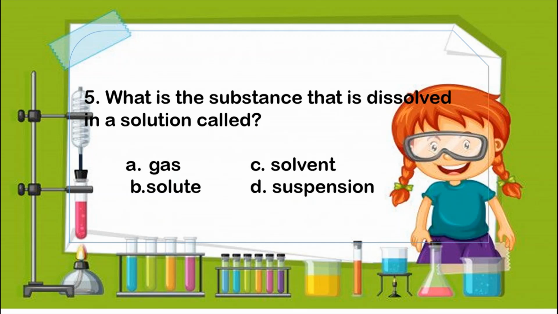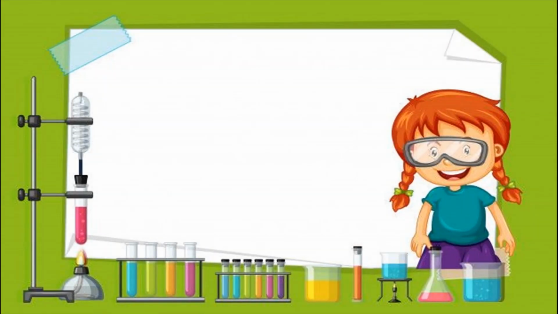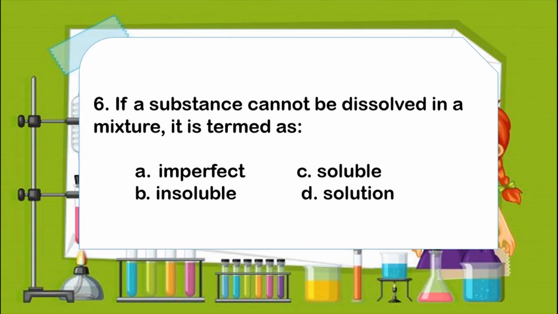Number 5. What is the substance that is dissolved in a solution called? A. Gas, B. Solute, C. Solvent, and D. Suspension. Answer is solute. Number 6. If a substance cannot be dissolved in a mixture, it is termed as A. Imperfect, B. Insoluble, C. Soluble, and D. Solution. Answer is insoluble.